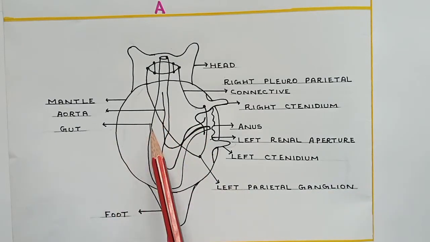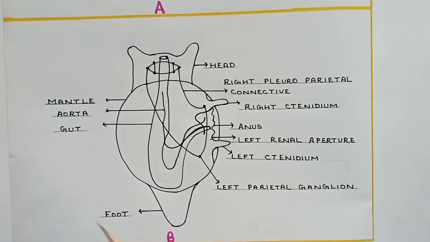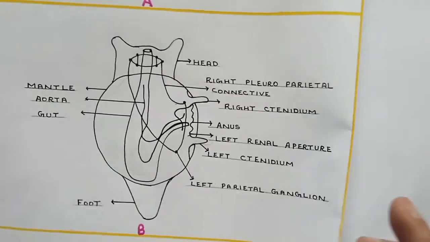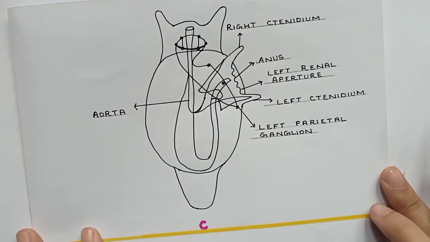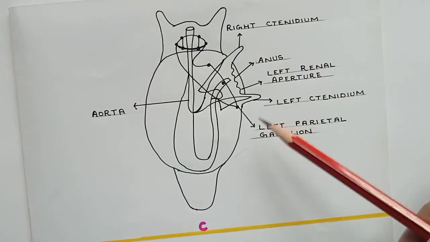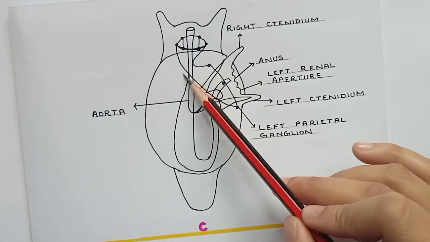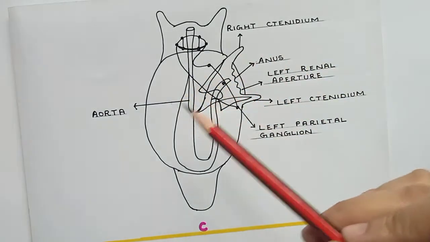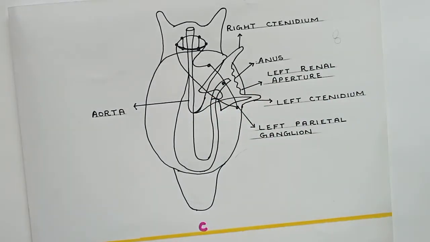This is the aorta, this is the gut. It's converting into a loop-like structure, and then this is undergoing torsion. Now in the next diagram, here we see almost it is shifted to the head region. So these pleuroparietal connectives tend to form an 8 figure, the figure 8 in maths.